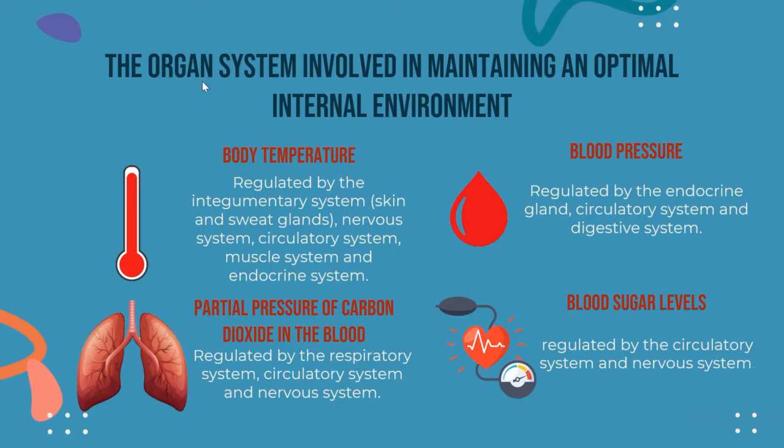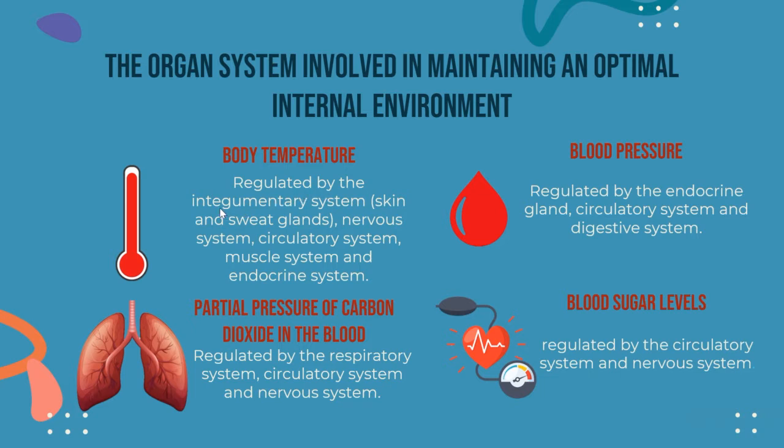Okay, so next we go to the organ systems involved in maintaining an optimal internal environment. Let's take a look at what organ systems are involved in maintaining the body temperature, the partial pressure of carbon dioxide in the blood, blood pressure, and also the blood sugar level.